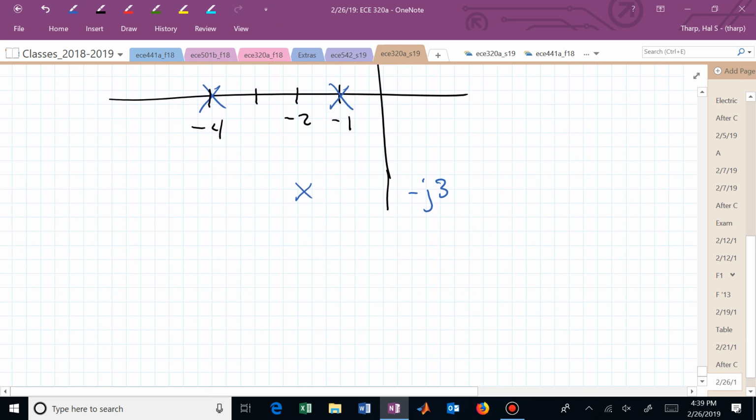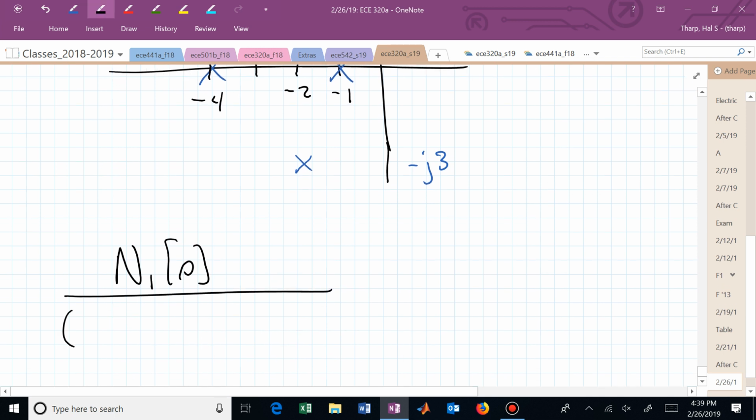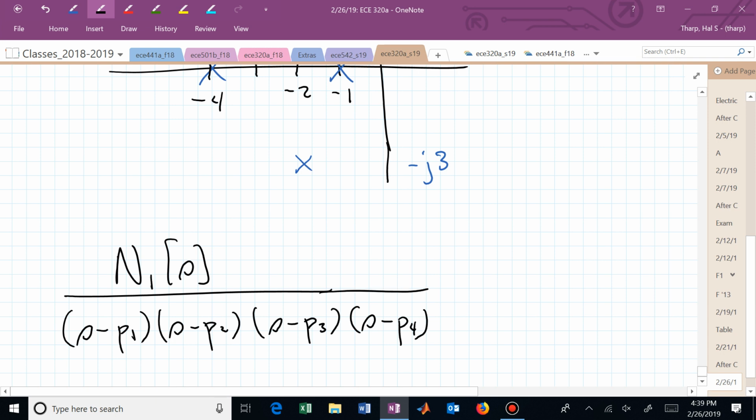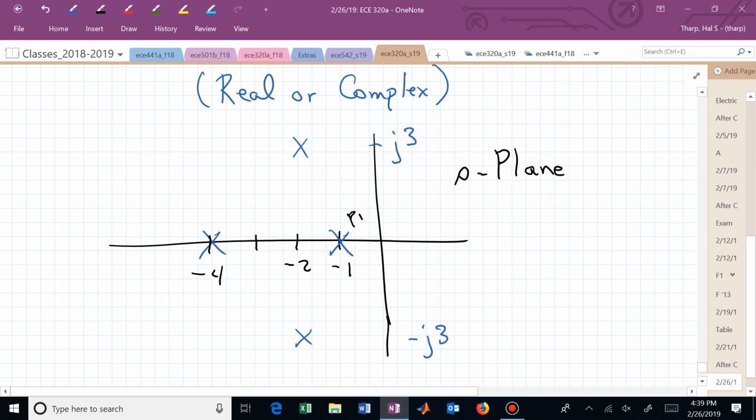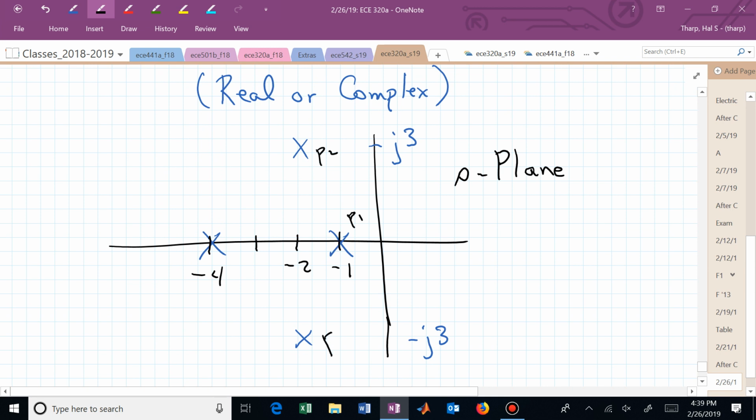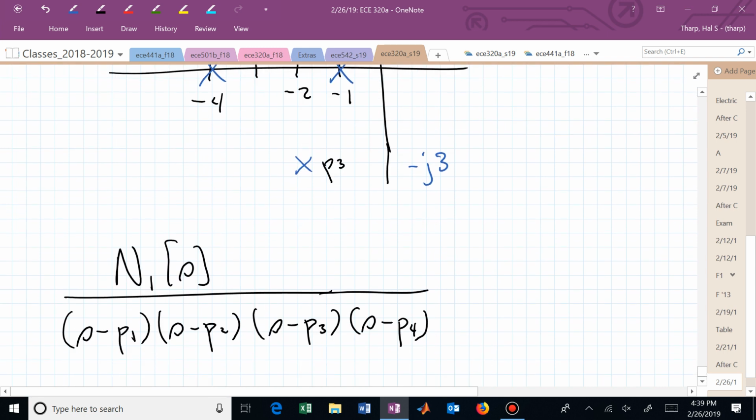And now this corresponds to, let's say, an n sub 1 of s over an s minus p1, an s minus p sub 2, an s minus p sub 3, and an s minus p sub 4. Where this is, let's say, p1, this is p sub 2, p sub 3, and p sub 4. Where we are assuming, if we're in case 1, that these real and or complex numbers are not the same. They're not equal to each other.